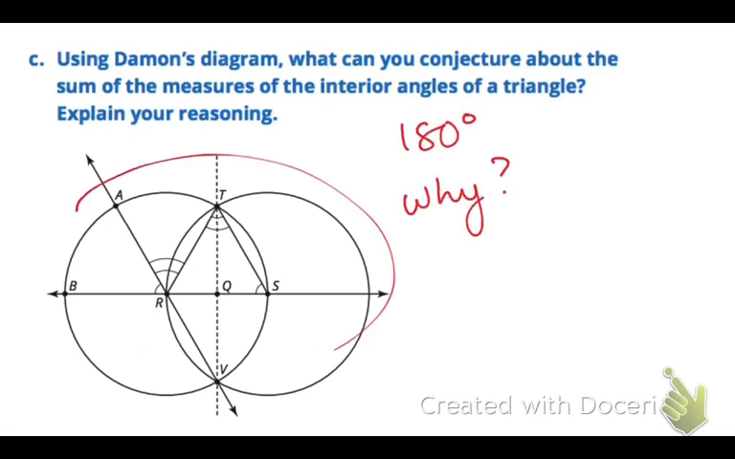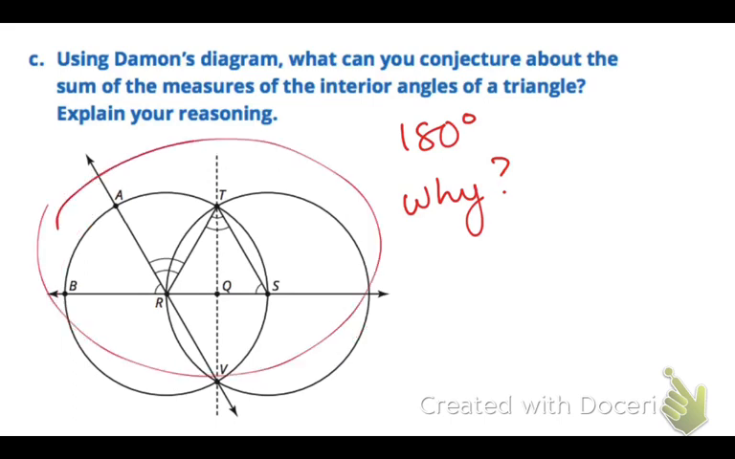How do you know that it's 180, proving everything that you have going on with all of these angles? And if you want, use this triangle as a reference. You don't have to, but that would be a good idea.